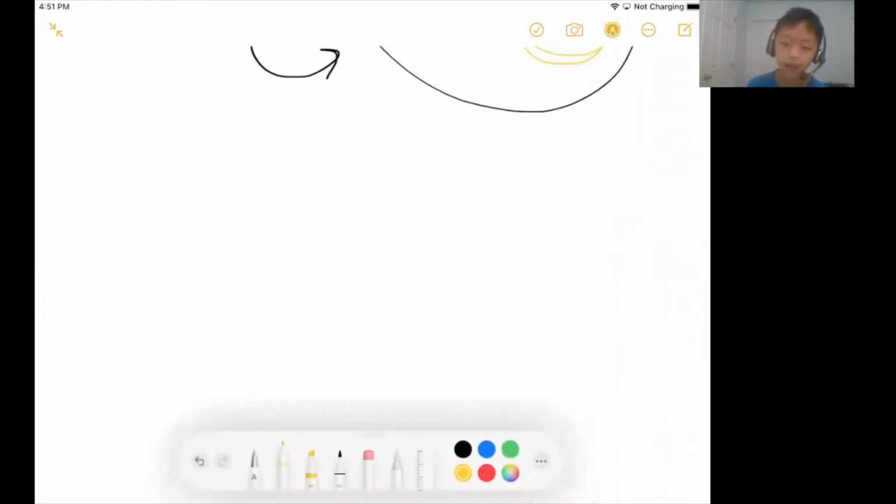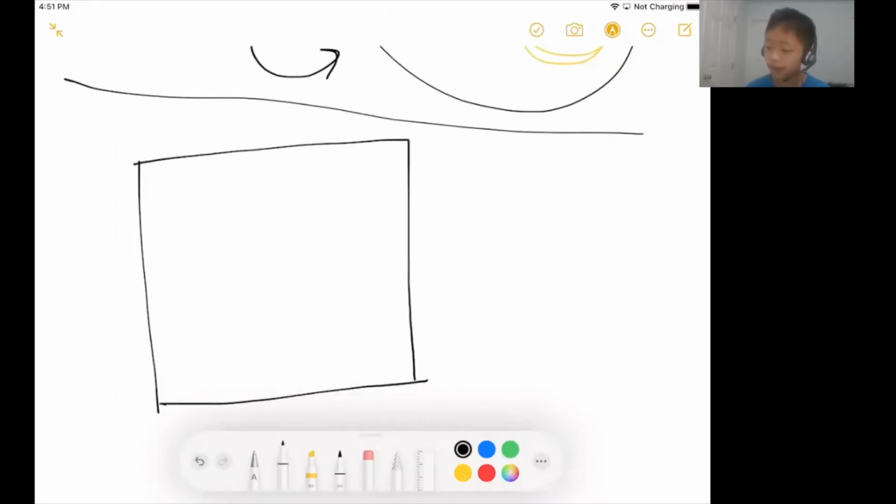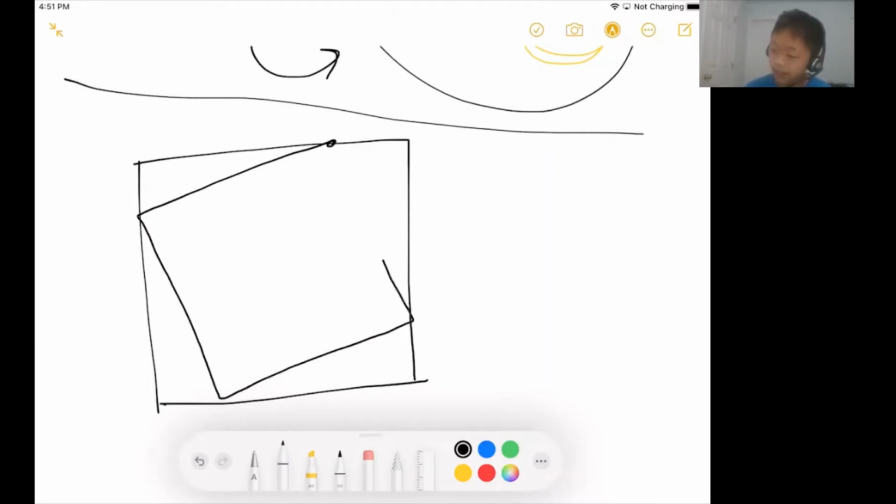So the Pythagorean theorem is probably one of the most important geometry formulas that you'll need to know. So let's first consider a square. Let's draw a square. And now let's draw a smaller square inside this square. So let's draw this square here. It's tilted inside.